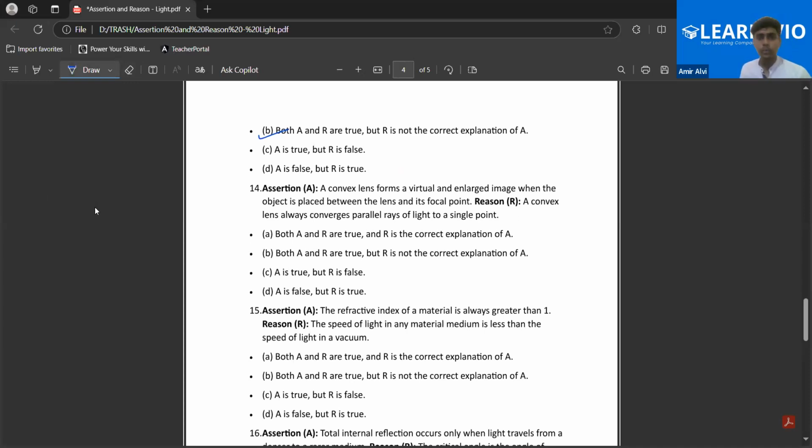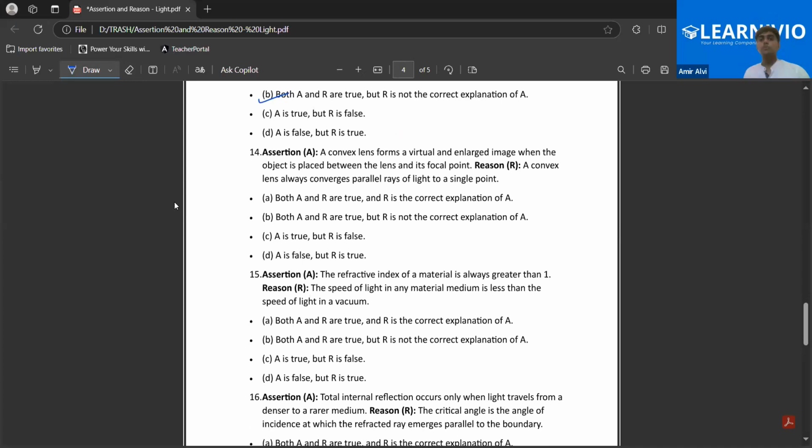Please do let me know the next one, 14th. A convex lens forms a virtual enlargement when the object is placed between the lens and its focal length. A convex lens always converges parallel rays of light to a single point.